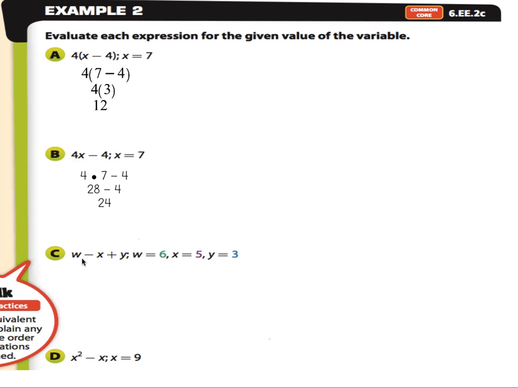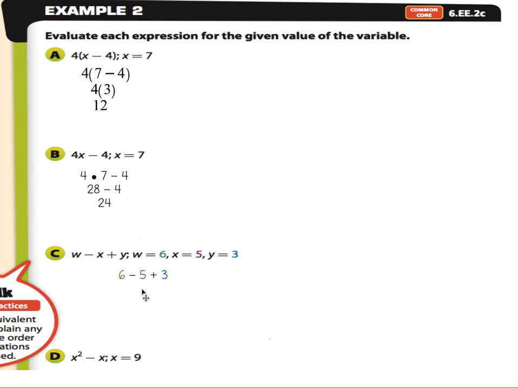So now instead of w minus x plus y, you should get 6 minus 5 plus 3. So 6 gets substituted for the w, 5 gets substituted for the x, and 3 gets substituted for the y.